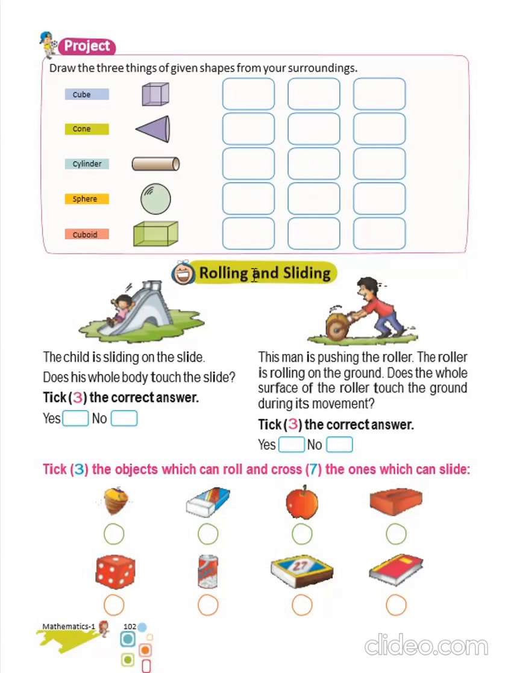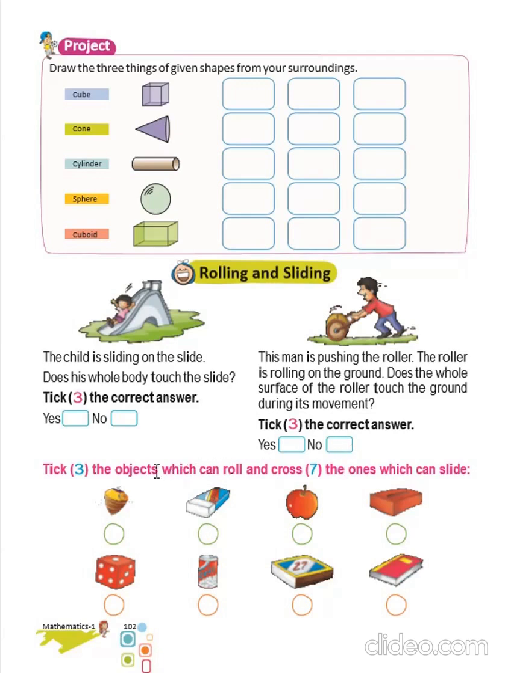Now rolling and sliding. The child is sliding on the slide. Does his whole body touch the slide? No. This man is pushing the roller. The roller is rolling on the ground. Does the whole surface of the roller touch the ground? No, it is also not touching the ground. Only some part of the roller is touching the ground.